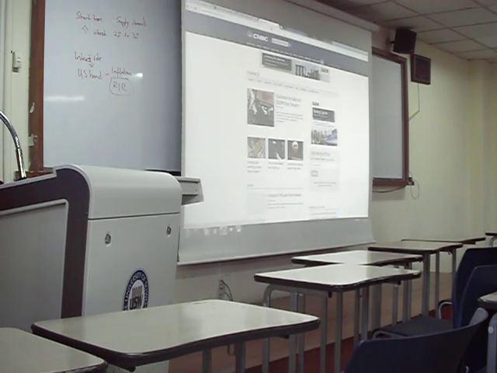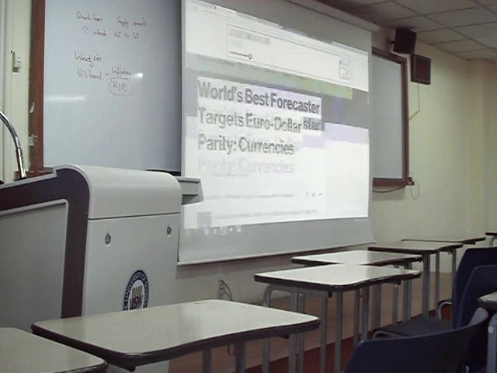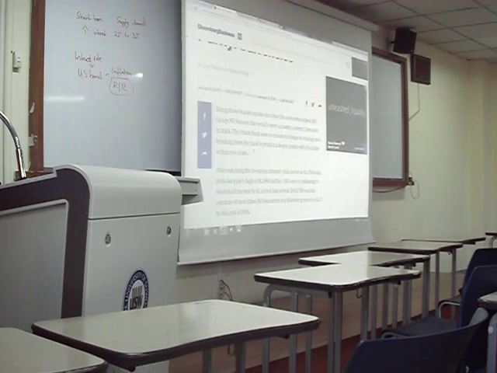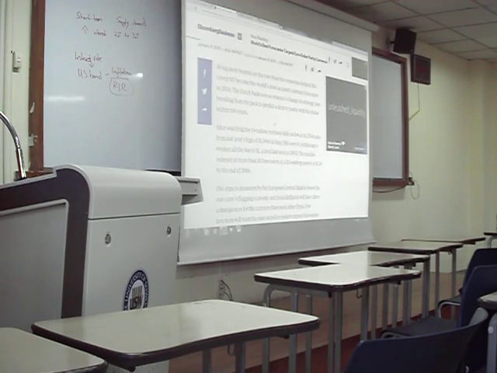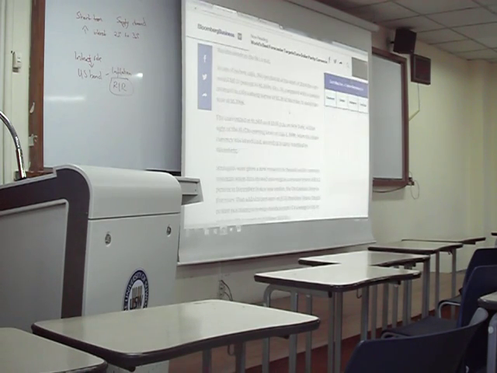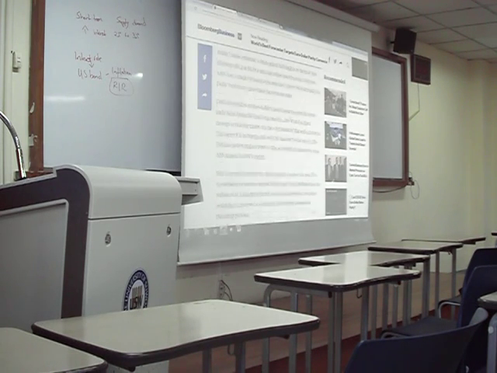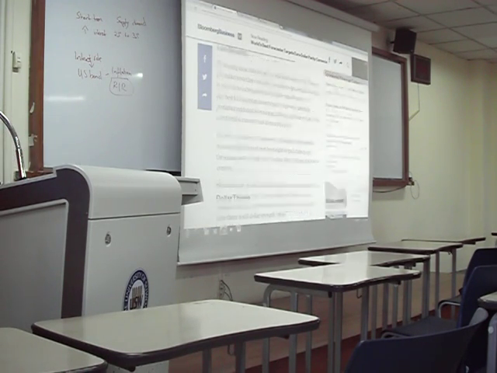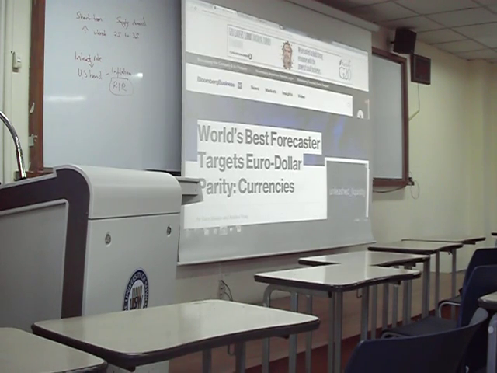Anyway, we can find out that from the different forecasters, right? Here we have world's best forecaster targets euro-dollar parity. Do you understand parity? Yes. So they think it's going to be, €1 will be $1. So this is a forecaster, right? ING is a Dutch bank, okay? And they have been doing the best in their fund at predicting the future exchange rate, right? They are now predicting that the euro will get even weaker, right? And go to parity with the dollar.